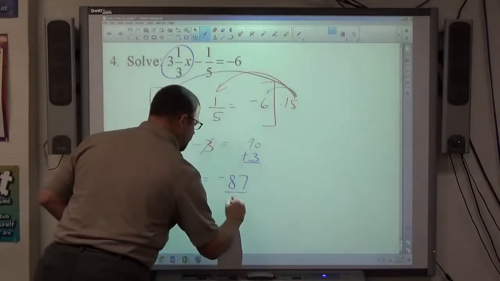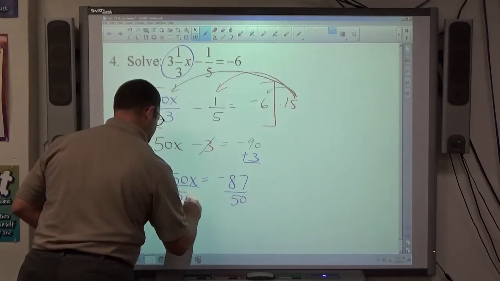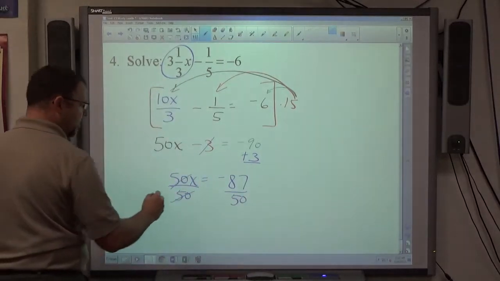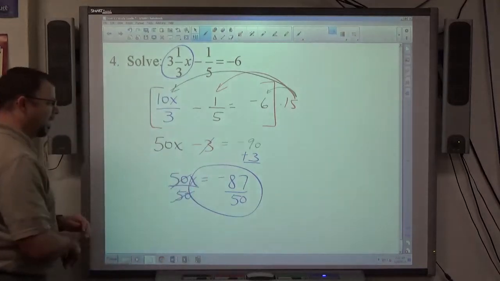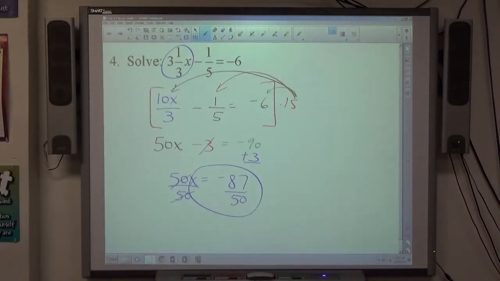Divide both sides by 50. That gets me x equals negative 87/50. And I personally like improper fractions, so I'm going to leave it right there.